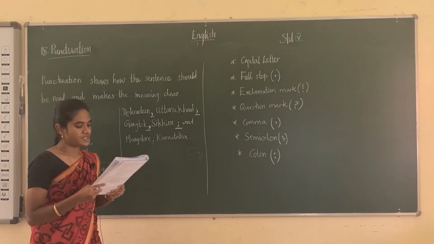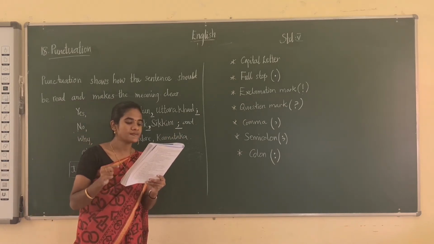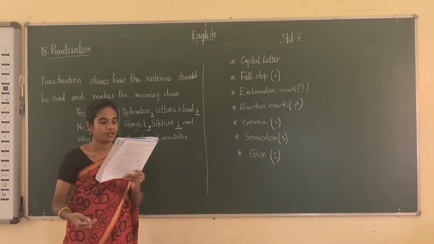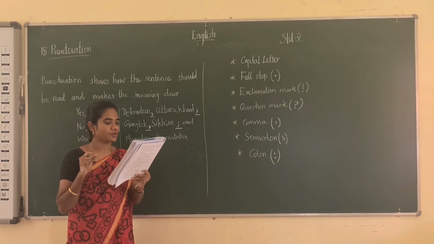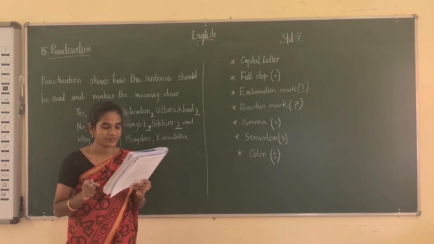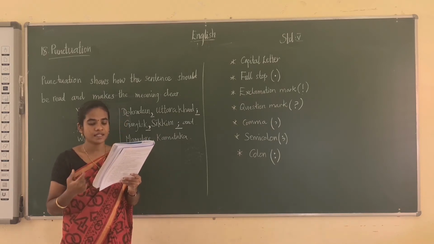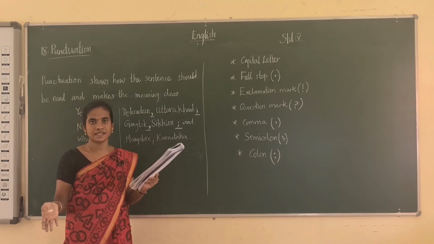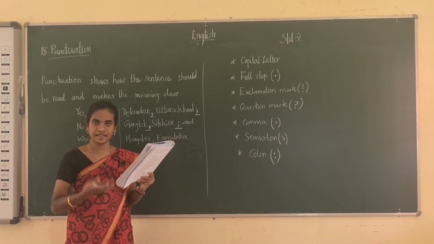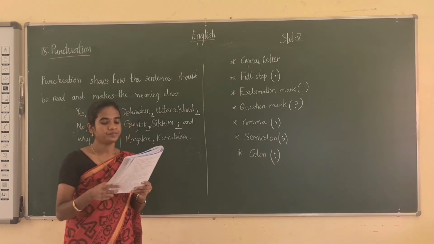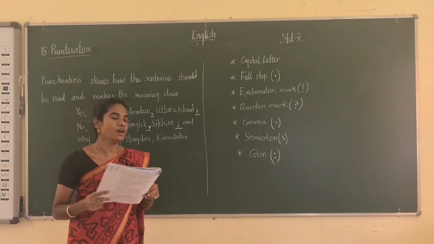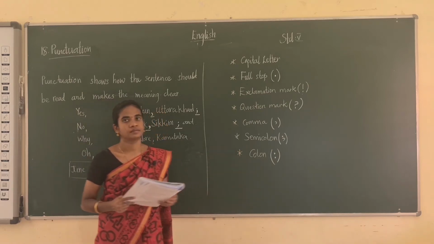See the next one, to separate clauses where the conjunction is omitted. It is used to separate the clauses in which the conjunction is omitted. See, for example, it rained heavily; the weather got colder; they stayed inside the home. Here there is no conjunction at all. Here the conjunction is just omitted. At that place we can use the semicolon. Okay, students, is it clear where to use the semicolon?